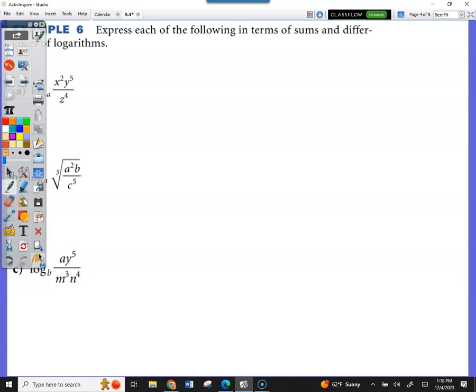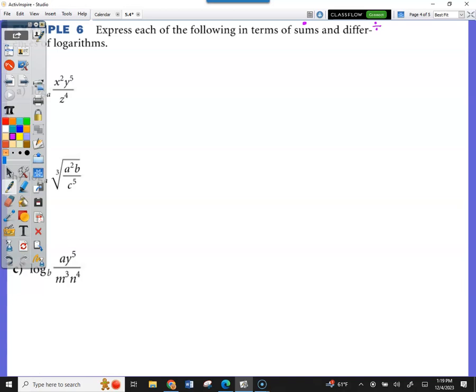Go to A. So you don't want to write big. In fact, I have a note to myself. I really need to space this out so people can write big. But look at the directions. It says express each of the following in terms of sums and differences, which means the multiplication is becoming addition, and the division is becoming subtraction, right?